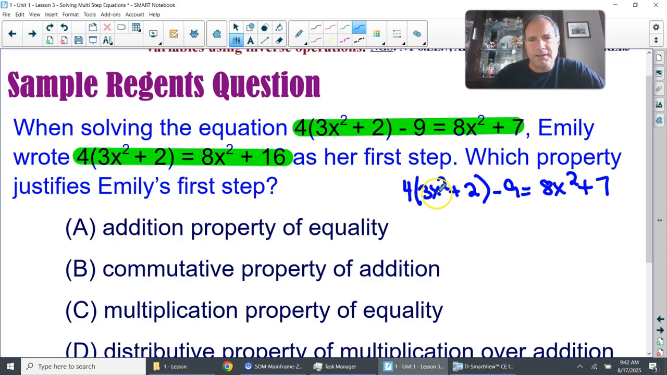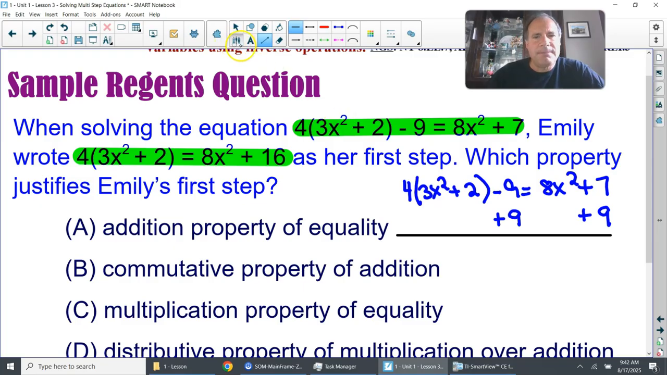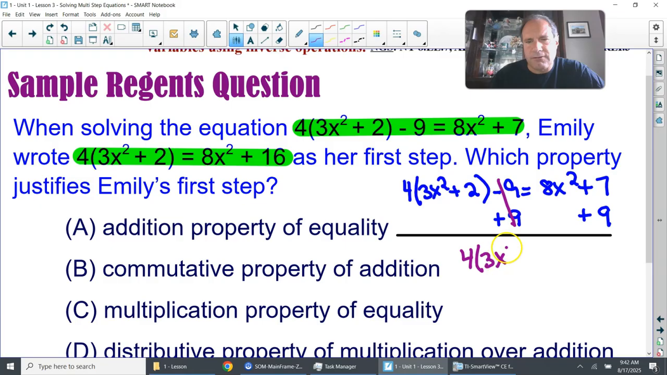Do you see that nothing changed in this first part, but the minus 9 is gone? So if this minus 9 is gone, there's only one thing that they probably did. They added the 9 on both sides because this became a 16 and that was a 7. So if the person did that, they would be trying to isolate the variable. This cancels, and then you would get 4 times 3x squared plus 2 equals 8x squared plus 16. And there it is.